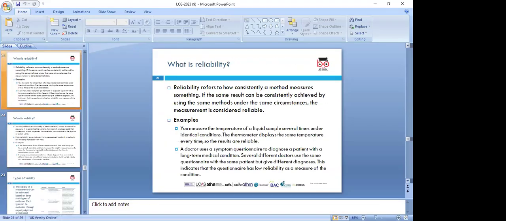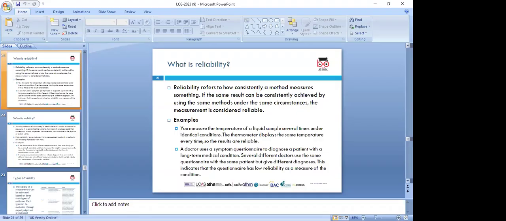Reliability refers to how consistently a method measures something. If the same result can be consistently achieved by using the same methods under the same circumstances, the measurement is considered reliable. You measure the temperature of a liquid sample several times under identical conditions. The thermometer displays the same temperature every time. It means it is reliable.